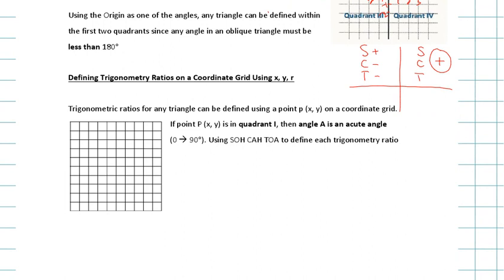Okay? So let's look at this. The trigonometric ratio of any triangle can be defined using a point P which has x and y on a coordinate grid. If point P(x, y) is in quadrant 1, then angle A is an acute angle, which is between 0 and 90, using SOHCAHTOA to define each trig ratio. So they're telling me that point P is in the first quadrant. So I'm just going to put it right here for this example.